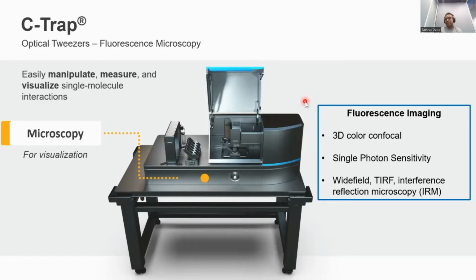Type 2 is for when the application is related to more surface assays. For example, if someone is interested in studying cell mechanics or the interaction of kinesin with a microtubule, we suggest this setup of the C-trap, where the optical tweezer is integrated with a microscopy unit which has wide field, TIRF, and interference reflection microscopy. I will show data on interference reflection microscopy later. It's a label-free technique.